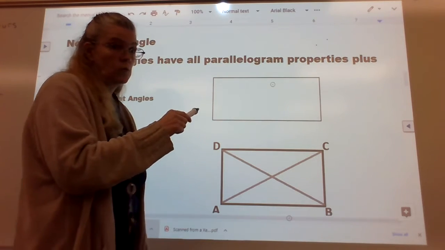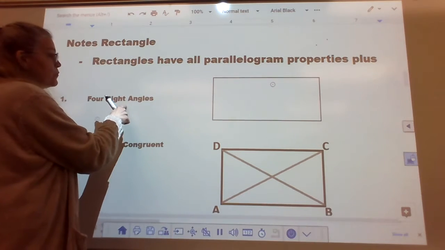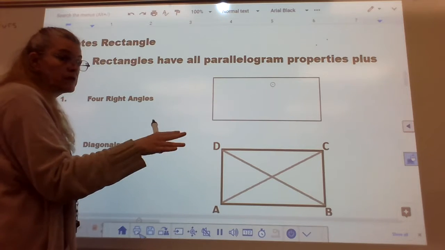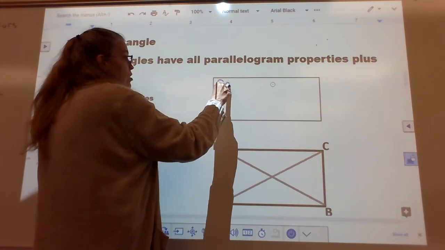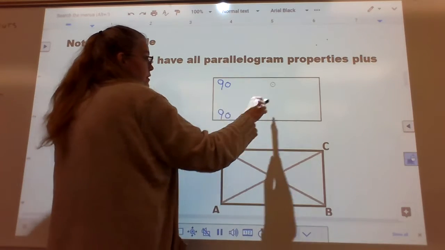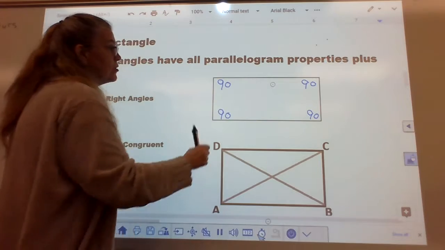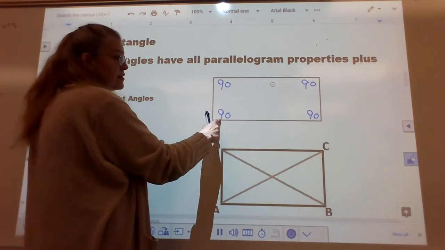So rectangle. What makes a rectangle different than any other parallelogram is it has 4 right angles. So all those properties that we talked about with the parallelogram still apply, but it's a little bit more specific. So all of these are 90s. That's what makes a rectangle a rectangle. It's a parallelogram with 4 right angles. So no matter what, this is 90.